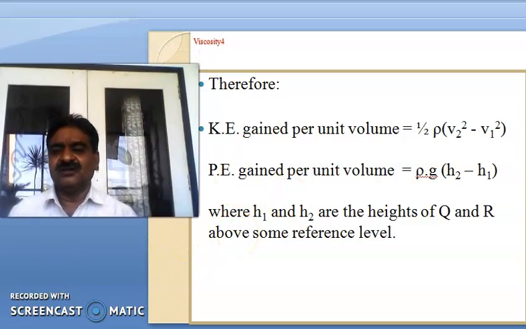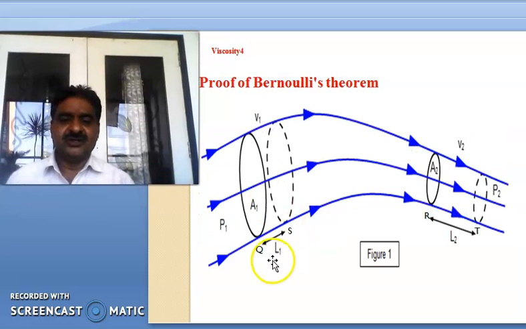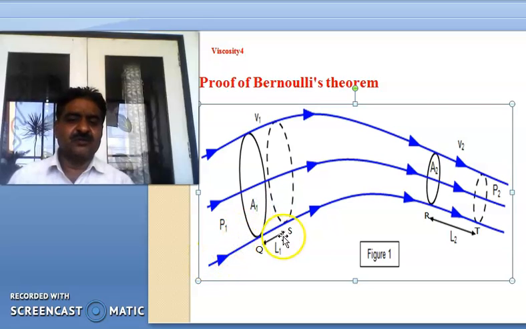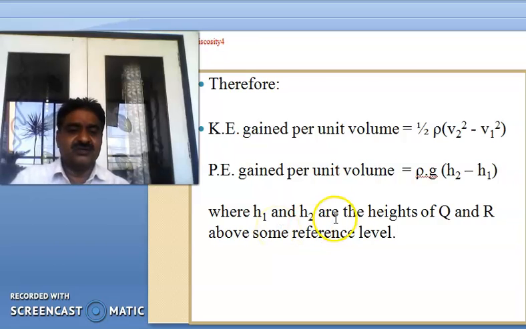If you look at the figure carefully, then you will come to know. Here Q and R, these are the levels. Suppose this is the reference level, for example. From this reference level, Q is at some height, and R is at another height. H1 and H2 are the heights of the points Q and R respectively from a certain reference level.